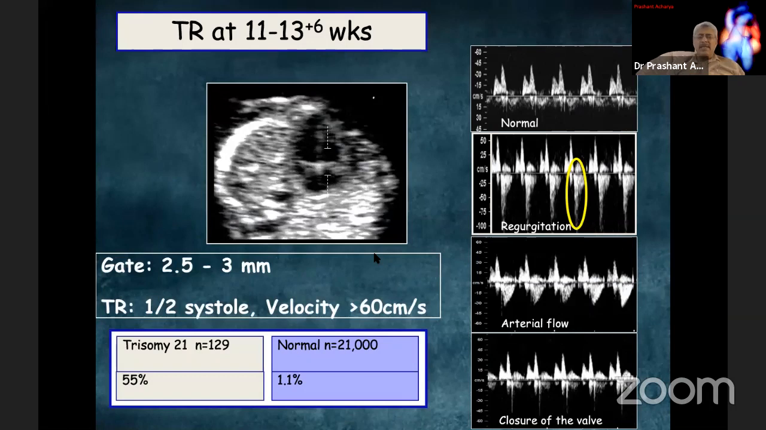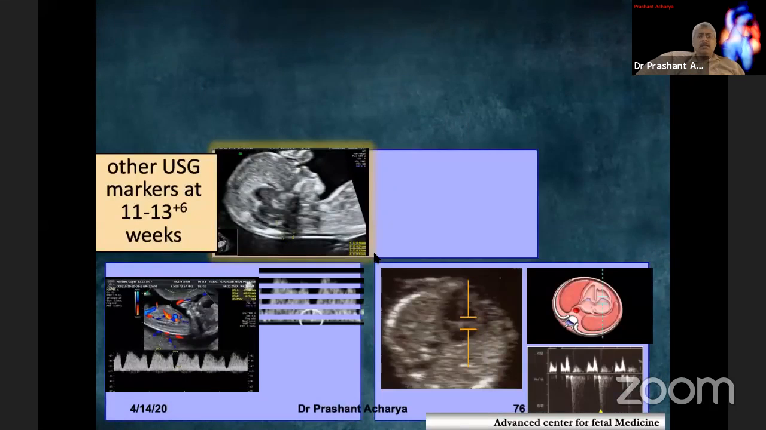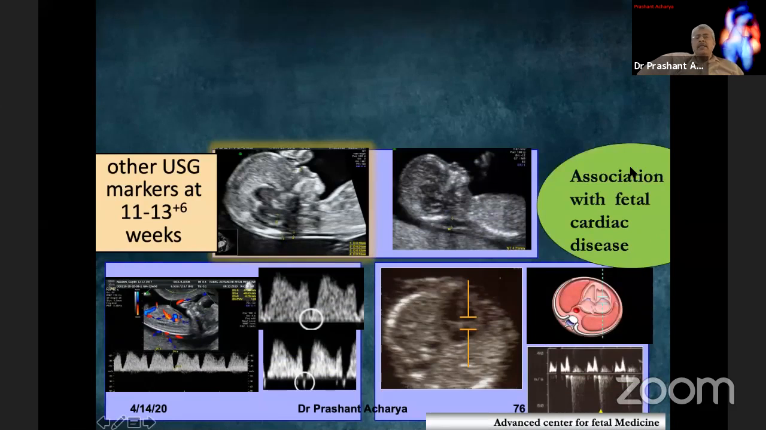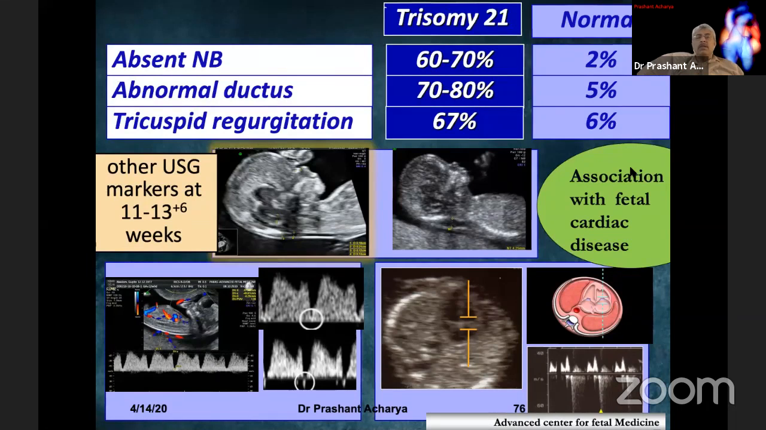Tricuspid regurgitation is also one of the ultrasound markers. So all in all, we have some brilliant ultrasound markers: nuchal, nasal bone, ductus, tricuspid regurgitation, and these will be associated with abnormal ultrasound markers.